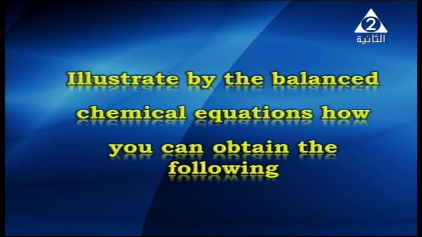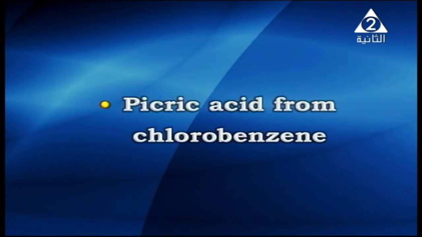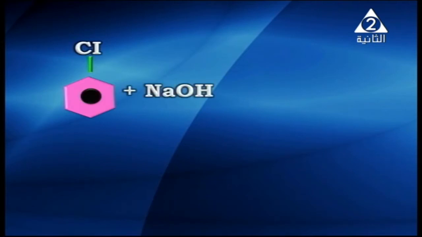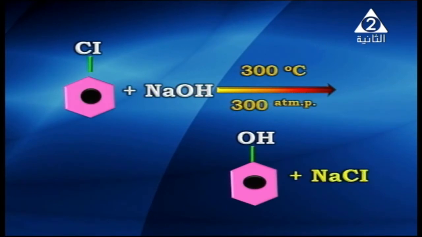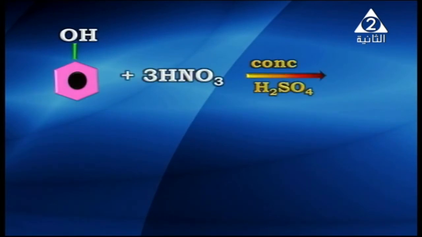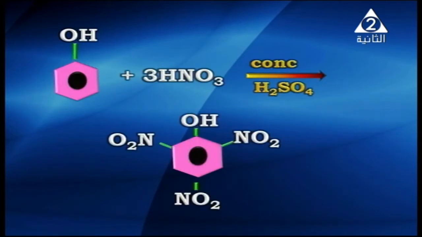Next type of question. Illustrate by balanced chemical equation how you can obtain the following: picric acid from chlorobenzene. The answer here, my dear student: chlorobenzene, by alkaline hydrolysis at 300 degrees Celsius and 300 atmospheric pressure, gives phenol and releases sodium chloride. Then phenol, by nitration with concentrated nitric acid in the presence of concentrated sulfuric acid, gives 2,4,6-trinitrophenol, which is picric acid, releasing 3 molecules of water.